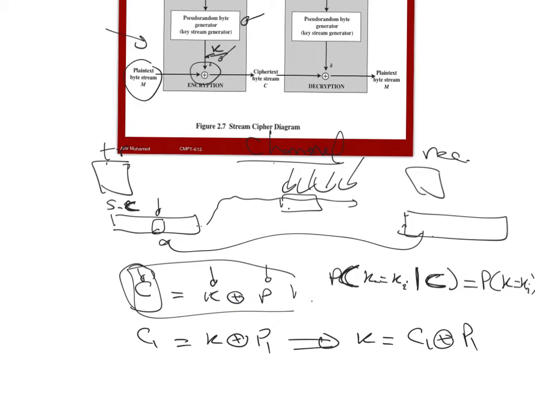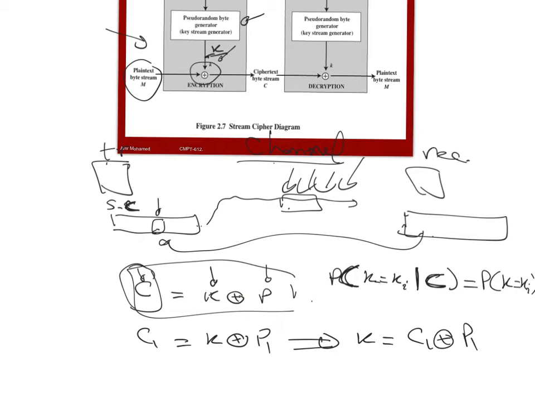As we said, for DES it's 56 bits. For triple DES, it's triple 56, which is 168. And for AES, it starts from 128, and it may go to 256 in some cases.